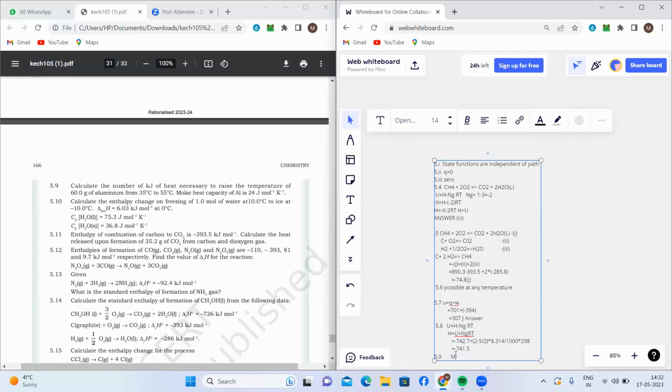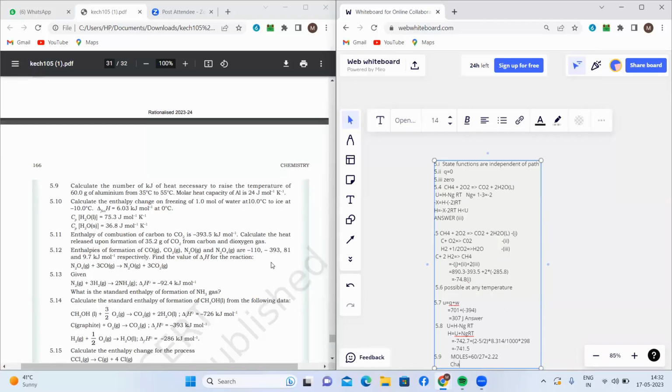So let's calculate the moles of aluminium first. Moles is equal to mass upon molar mass, which is equal to 60 divided by 27. That will be equal to 2.22 moles. And then we have been given the molar heat capacity equal to 24 joule per mole per Kelvin. And we have been given the change in temperature.